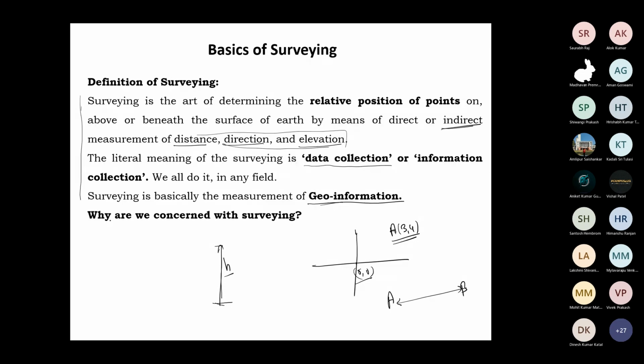So the most important question that comes to mind is why we are concerned with surveying. Why are you so concerned with the survey of this subject? What do you learn? Can you tell me? Can you forecast it? If I do not do the survey, what will happen? So why should we be concerned with this survey? Anyone?